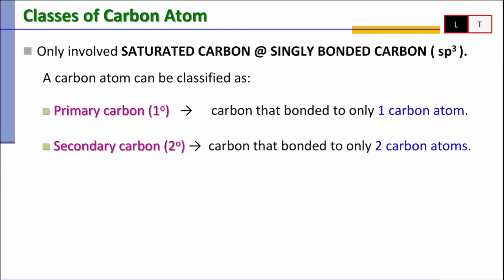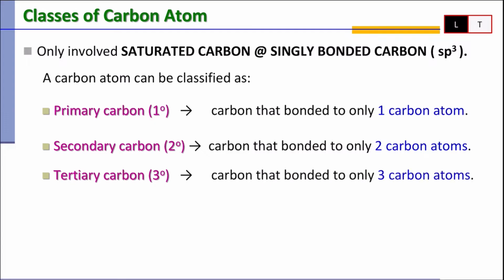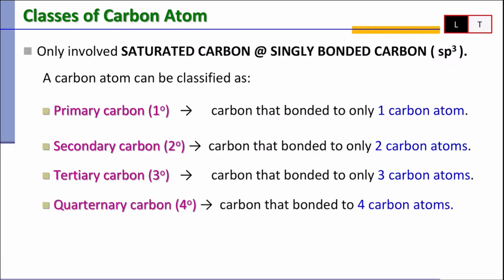The second class, secondary carbon. So, simbol dia macam ni ya, kita tulis 2 not. So this is how you write the symbol for secondary carbon. It means that carbon yang awak nak kelaskan itu bonded kepada another 2 carbons. Same goes for tertiary carbons. That carbon bonded to only 3 carbon atoms. Dan kalau kita ada kelas yang keempat iaitu quaternary carbon, dia akan bonded kepada 4 carbon atoms.